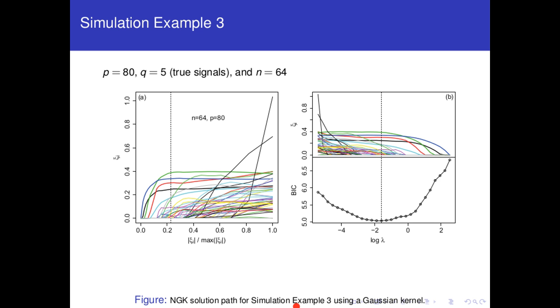Here is another simulation case. P is larger than N case. Still, we have 5 true signal variables. We select our tuning parameter here. We select those variables that are significant. Those variables are important variables.